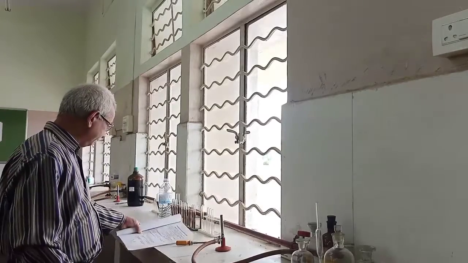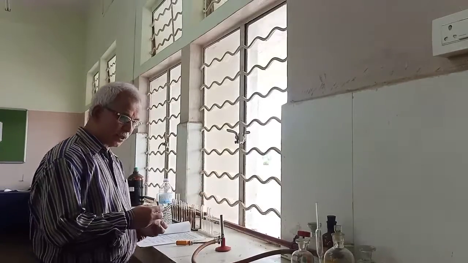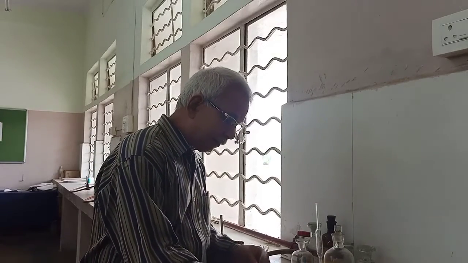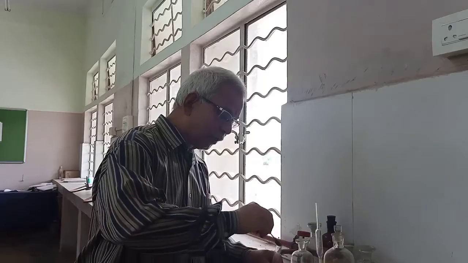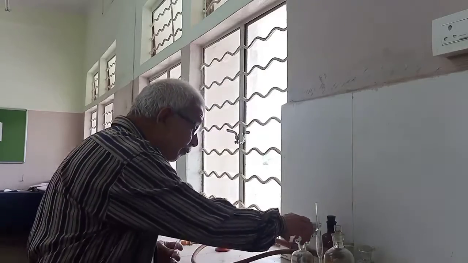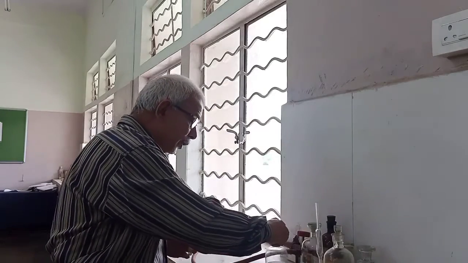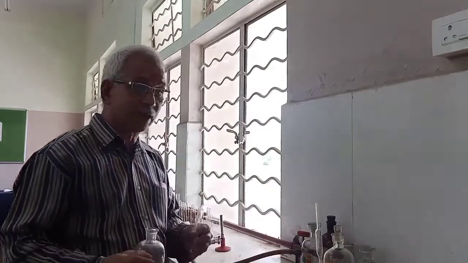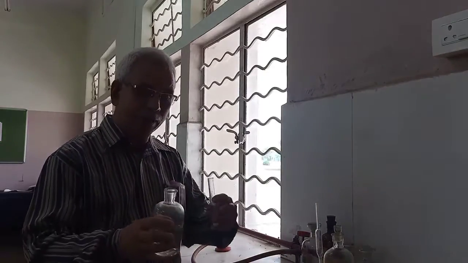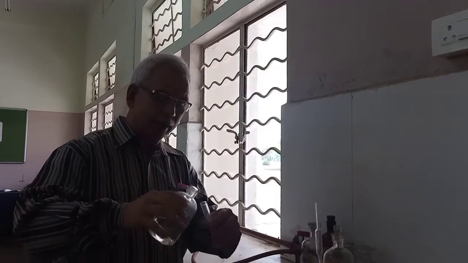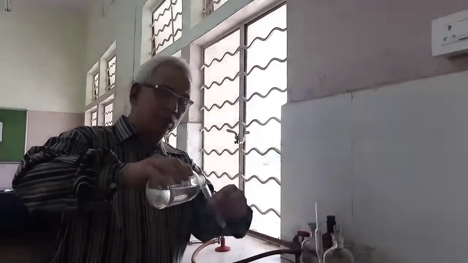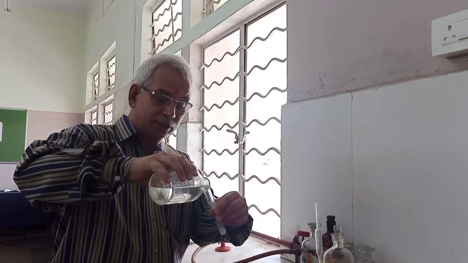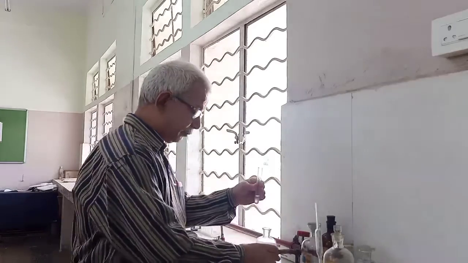Ready. I am taking a pinch of salt. Then dilute sulfuric acid. This is dilute sulfuric acid. Please see the bottle before you add, because most of the chemicals are colorless, so we have kept labels. Please see the label before you add. So I am adding dilute sulfuric acid. Then I shake it. Let us see what happens.